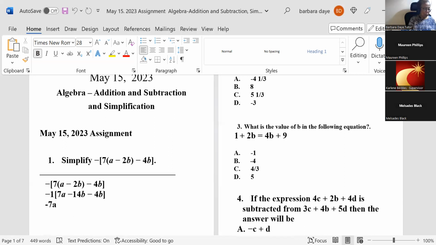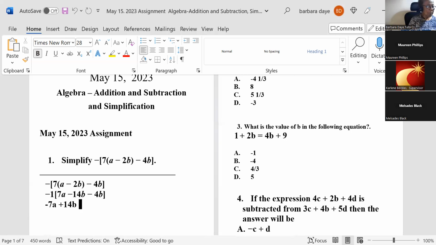Okay? Now, Maureen, what's the -1 times a -14B? 14B. Plus or minus? A minus. Minus times minus gives plus. Remember your signs? Like signs multiply to give you plus. So that would be a plus 14B. Got it? Now, -1 times a -4B is what, Maureen? A -1 and a minus multiplied by a -4B. What does that give you?